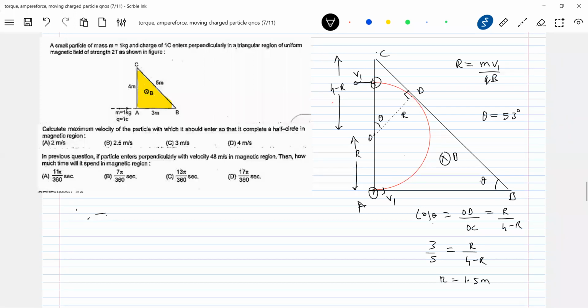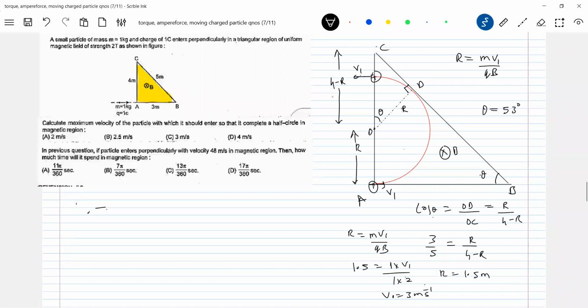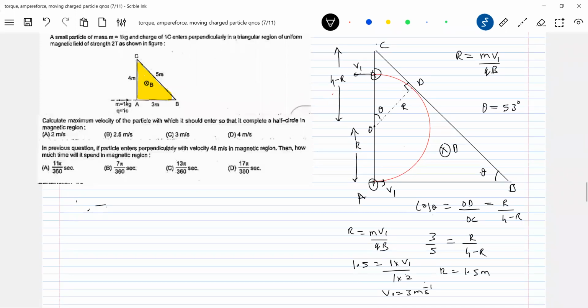That I'll substitute here. And we know what is R. R is equal to mv1 by qB. So 1.5, mass of the particle 1, velocity v1, charge of the particle 1 coulomb, magnetic field is how much? 2. So v1 should be equal to 3 meter per second. You'll get plenty of numericals where some simple geometry will be involved.